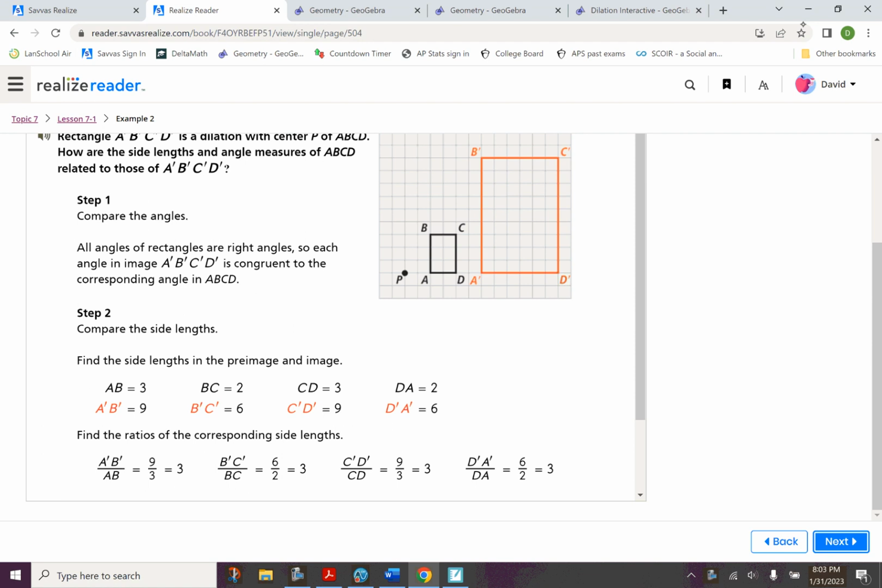All right, now let's go back to the angles there. What's the measure of angle A? 90 degrees. The measure of angle A prime, also 90 degrees. Again, corresponding angles are going to be congruent. Corresponding sides are going to be proportional. Don't forget that.